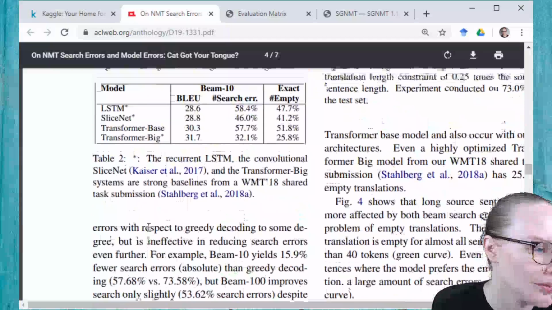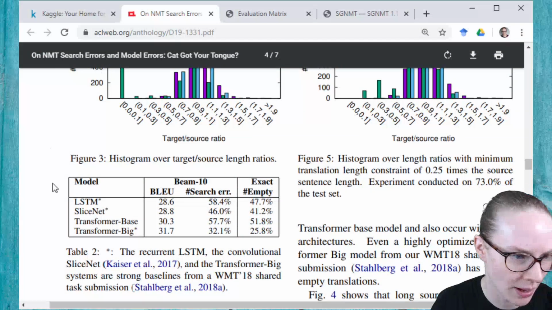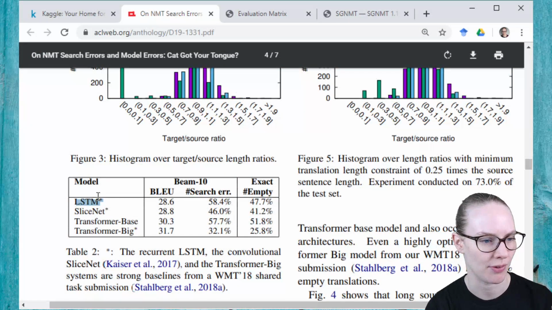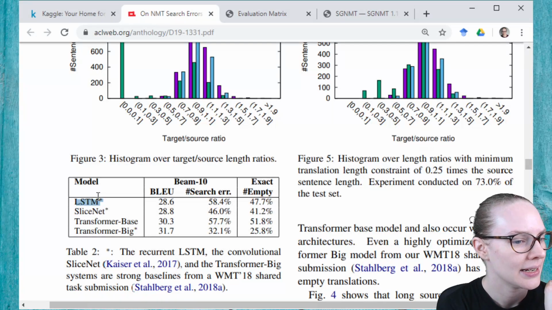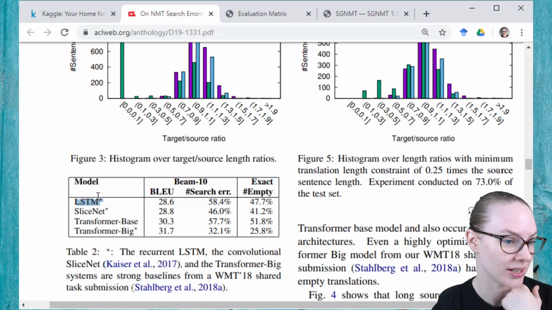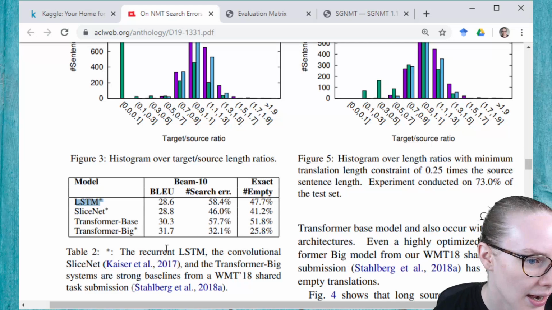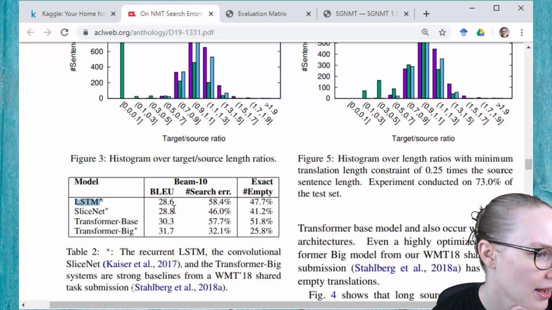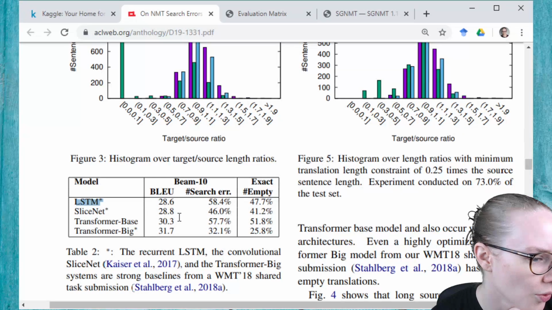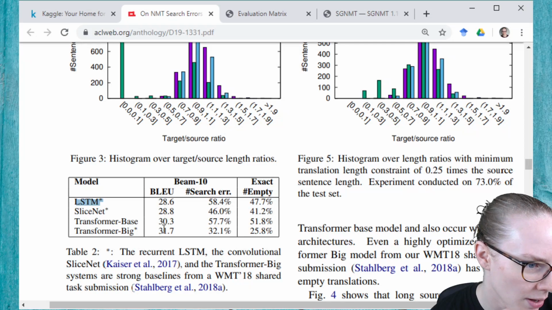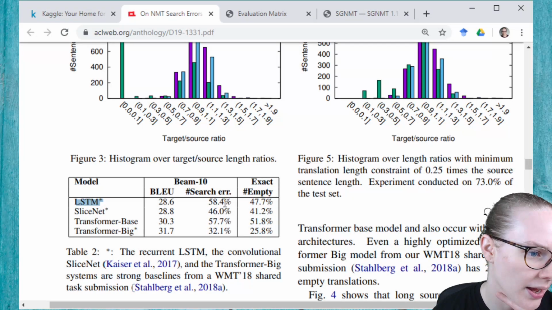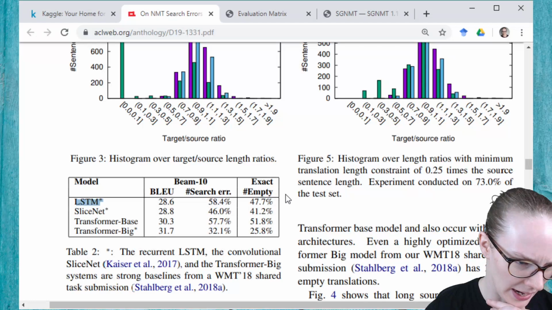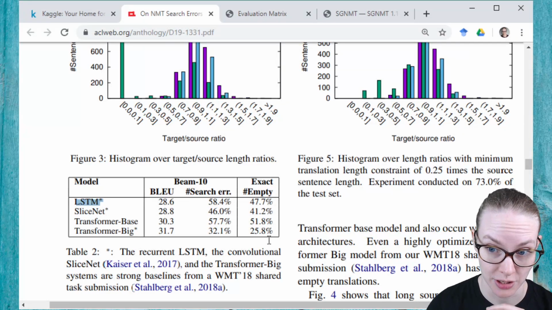Table 2? Table 2. So here are the different models. We have LSTM, long short-term memory, a type of RNN, and lots of search errors and also lots of empty translations returned, and a lower BLEU score. So BLEU score is going up as you look at these different models. Search errors are going down, more or less, except for SliceNet. And the number of totally empty translations is also going down.